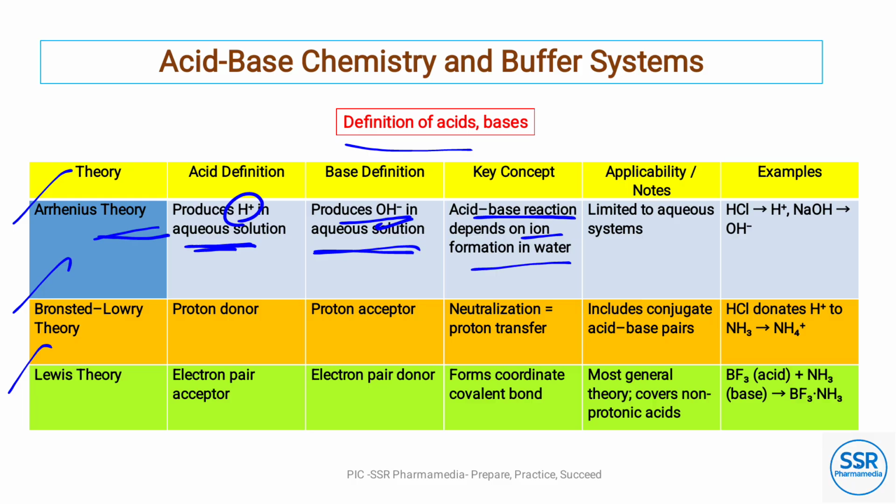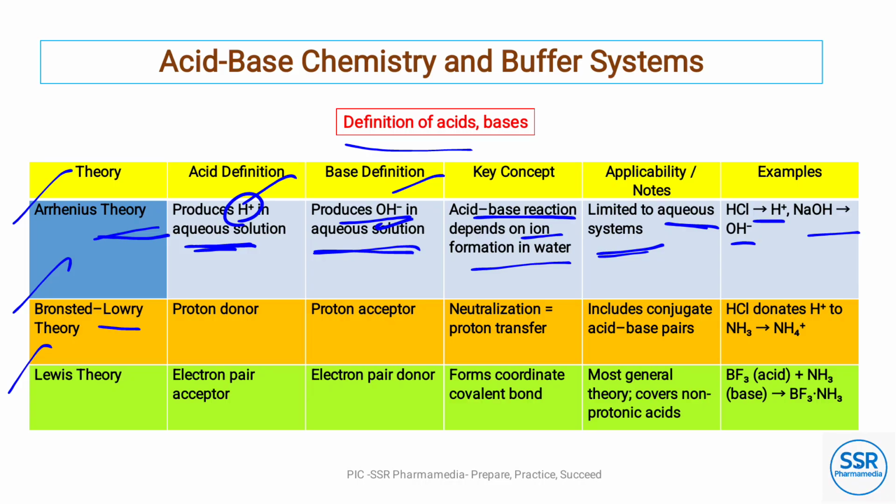According to this theory, a disadvantage is that it is limited to aqueous systems. When substances are dissolved in an aqueous system, he explained acids and bases based on the donation of hydrogen ion and OH minus ion. But he couldn't explain other solvents besides water, like chloroform, alcohol, or other organic solvents. That is a disadvantage of the Arrhenius concept. For example, acid donates hydrogen ion and hydroxide donates OH minus ion in aqueous solution.